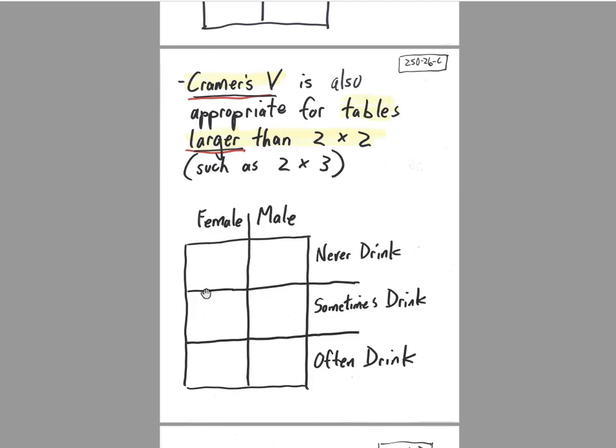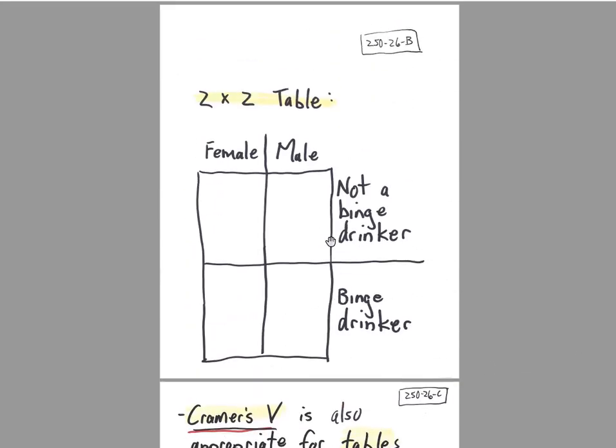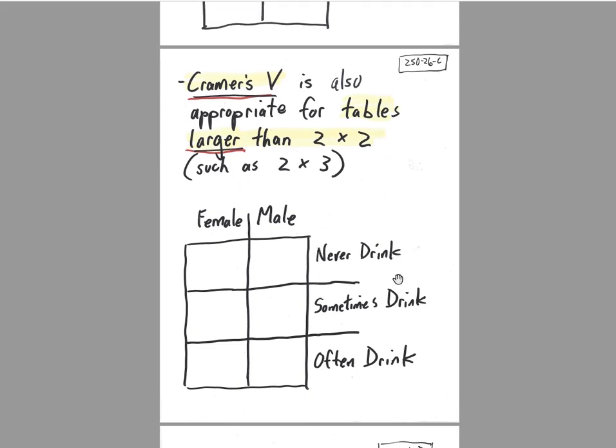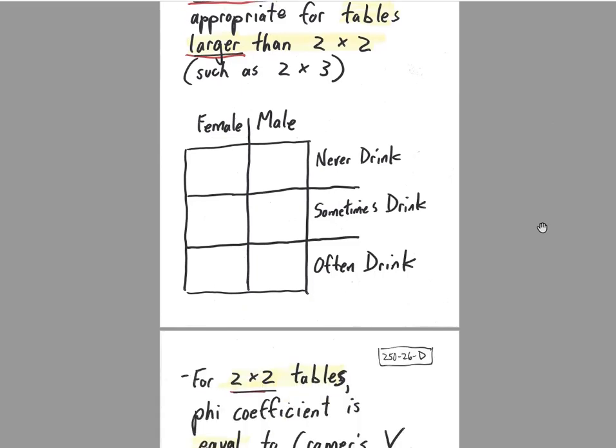I could use Cramér's V with this kind of table. I could use Cramér's V with that kind of table. That makes it more flexible. That's why I like Cramér's V better than our other options for an index of effect size.